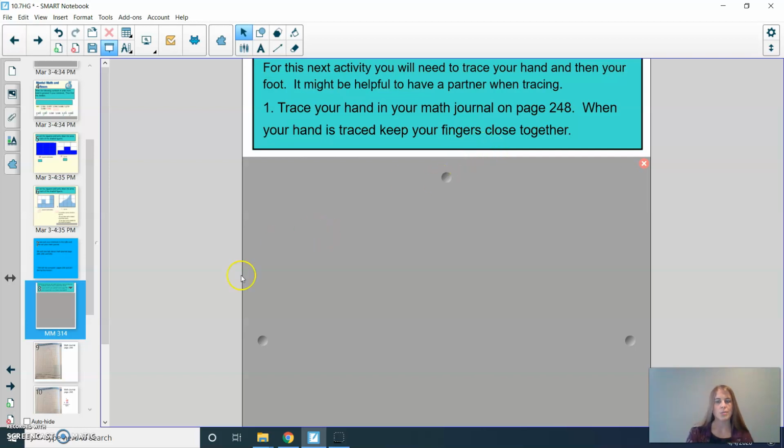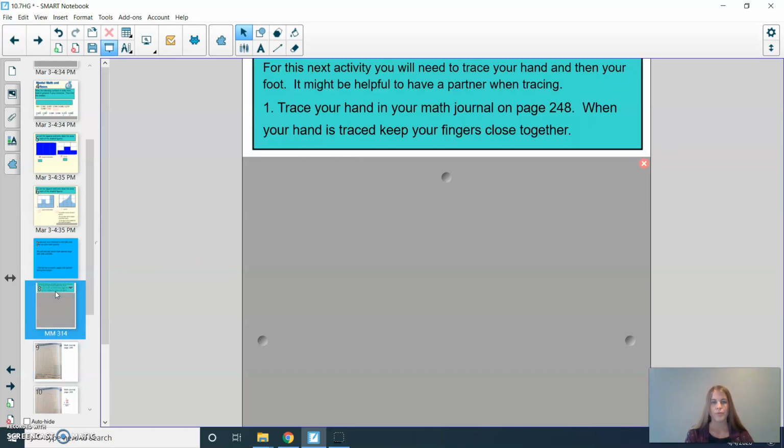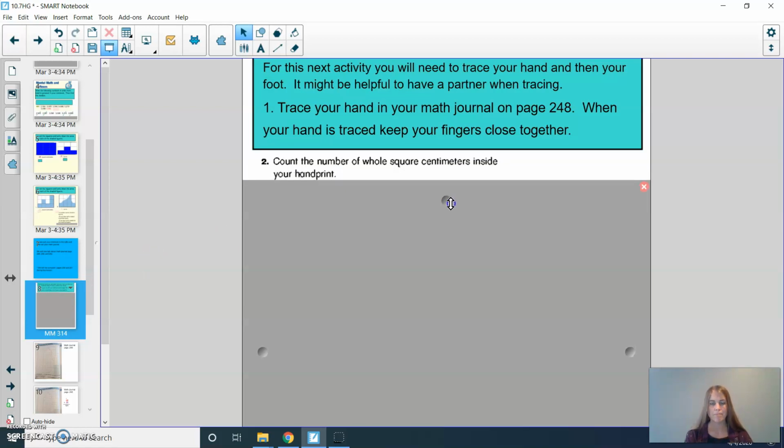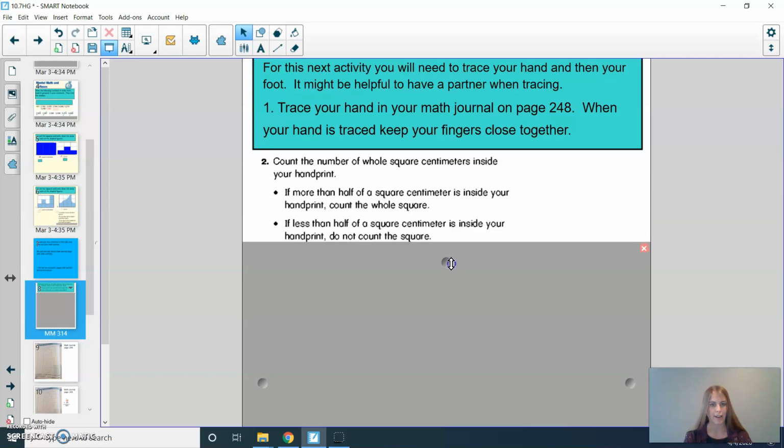I'm going to show you what this will look like. On page 248, notice how my hand is close together. That's going to make it a little bit easier when finding the area. So can you trace your hand again on page 248? Once your hand is traced, and if you need to press pause for more time, please do that. But once your hand is traced, now it's time to find the area.